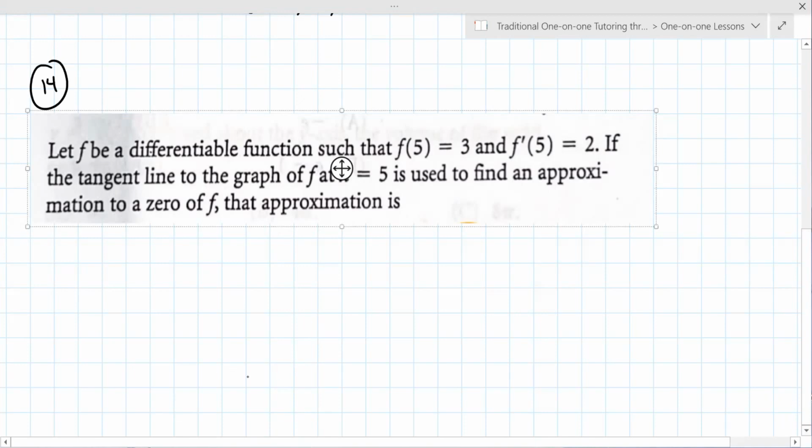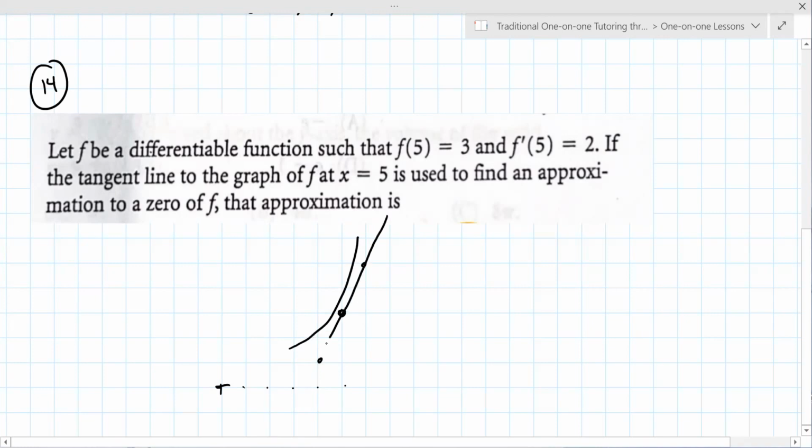So let me just try to graph what's here. When x is 5, y is 3. So here is 1, 2, 3, 4, 5, and then there's 3. So that's the point, and it's saying it has a slope of 2. We actually have no idea what the curve does, but let's just say that's the tangent line right there. That's 5, 3, with a slope of 2 over 1.